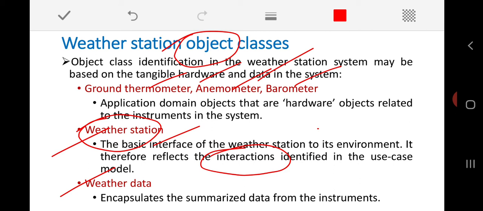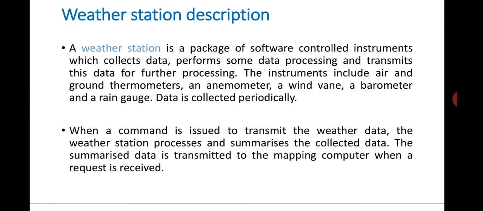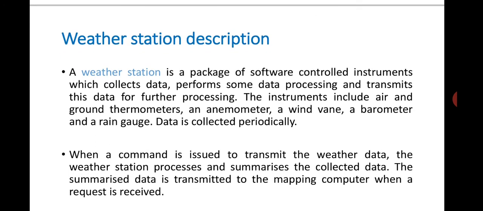Similarly, the weather data can also be treated as an object here. Why? Because from every instrument we are going to collect different types of data like temperature, rainfall, wind speed, pressure. These are all a variety of weather related data. That is why we can also treat weather data as an object class here. All these things we have derived from the weather station description.